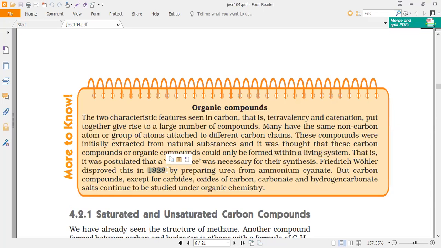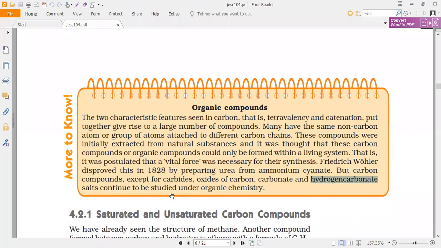Later, all the compounds started being prepared. And remember which are compounds of carbon: carbides, oxides of carbon, as well as carbonate and hydrogen carbonate. What is hydrogen carbonate called as?